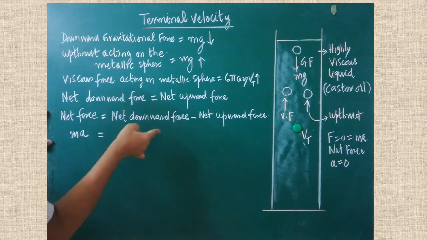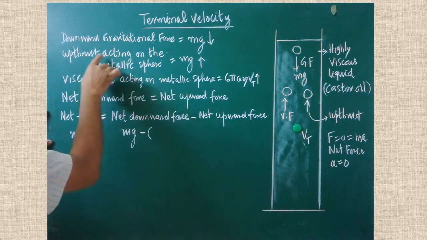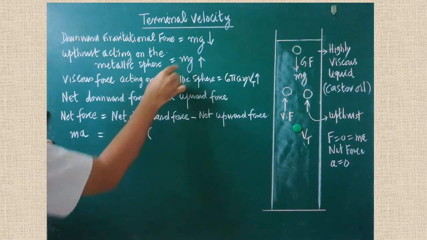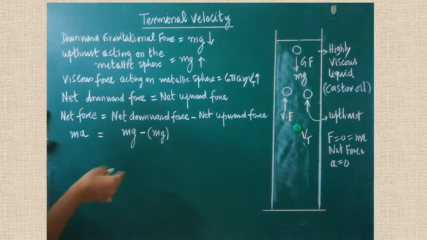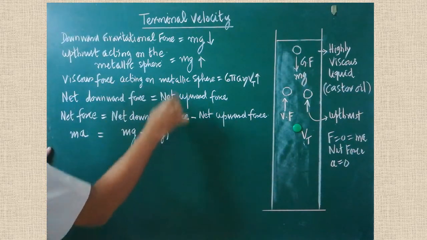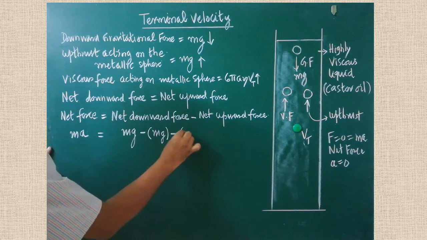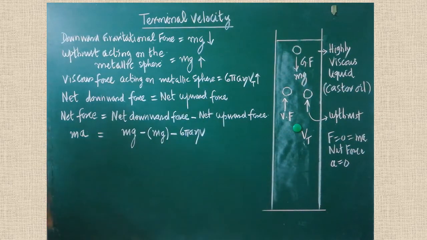How many more upward forces are acting? Minus of. One is which one? The upthrust. Are you clear? That upthrust can be written as, what is this? mg. One more force is also acting. What is this? Viscous drag. Since it is acting in the upward direction, we can take it as minus. What is the formula for this? 6 pi a eta v. So like that we can write.